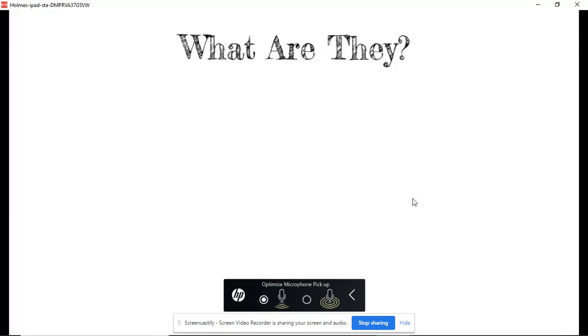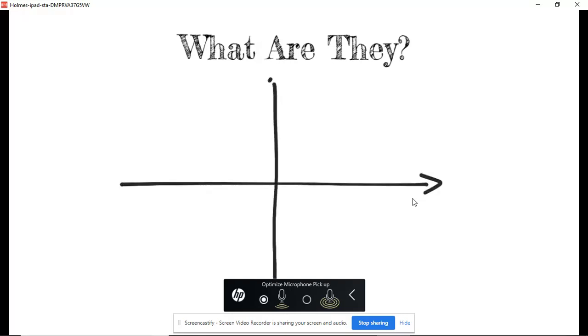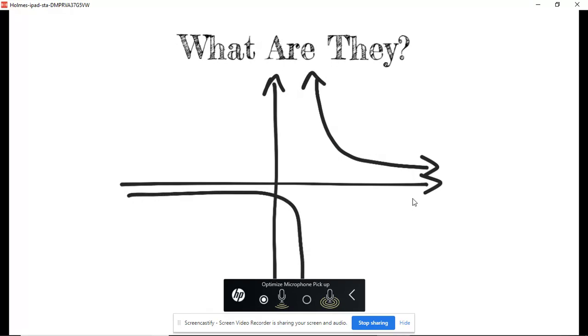First of all, what are vertical asymptotes? I'll be showing you different graphs of different functions, but in essence, here we have a rational function. This is my x-axis, my y-axis, and I'll draw an example of a rational function, one that has a vertical asymptote at x equals 1.